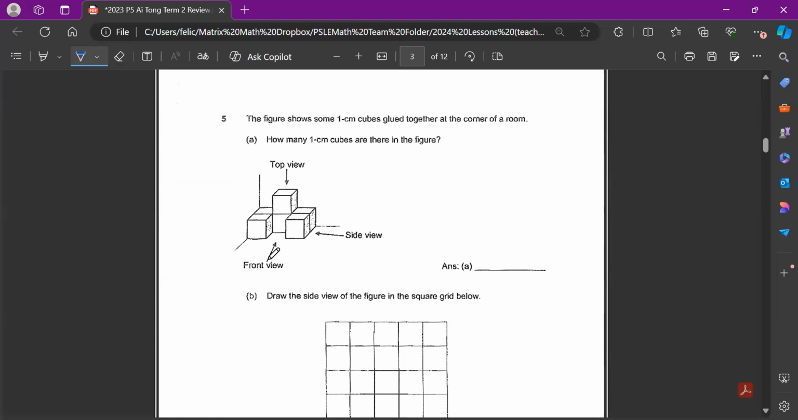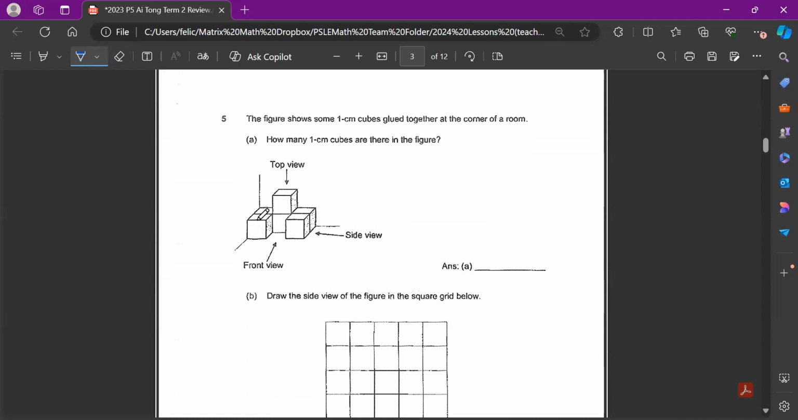Question 5. The figure shows some 1 cm cubes glued together at the corner of a room. How many 1 cm cubes are there in the figure? Okay, so we need to count how many cubes there are. When you count, there should be some structure to counting. Normally, I count the bottom layer first, then the top layer. Bottom layer means those that are touching the ground.